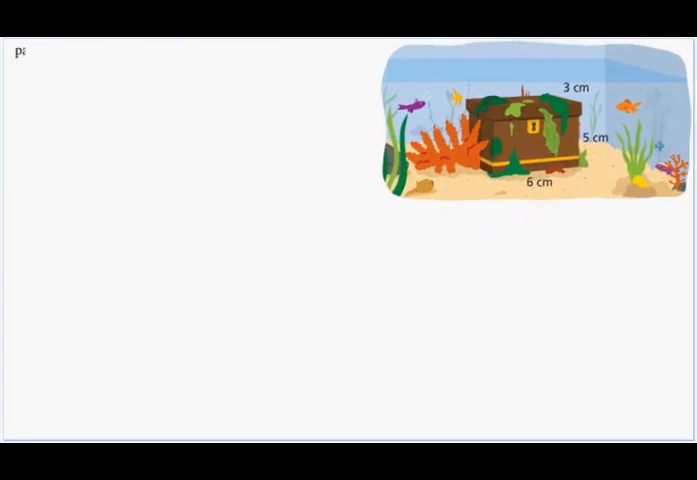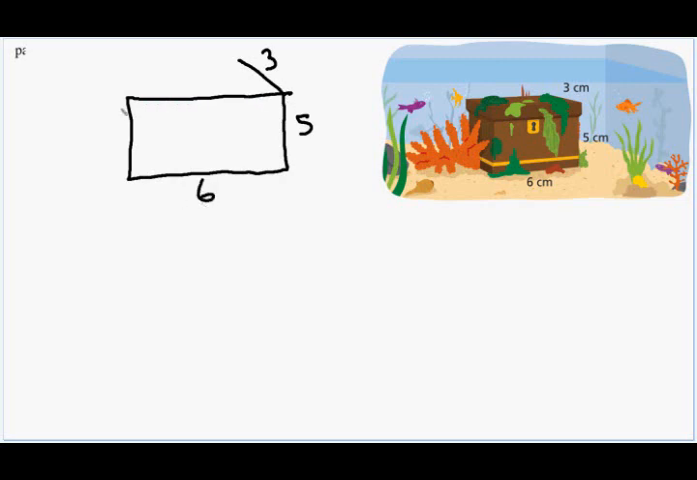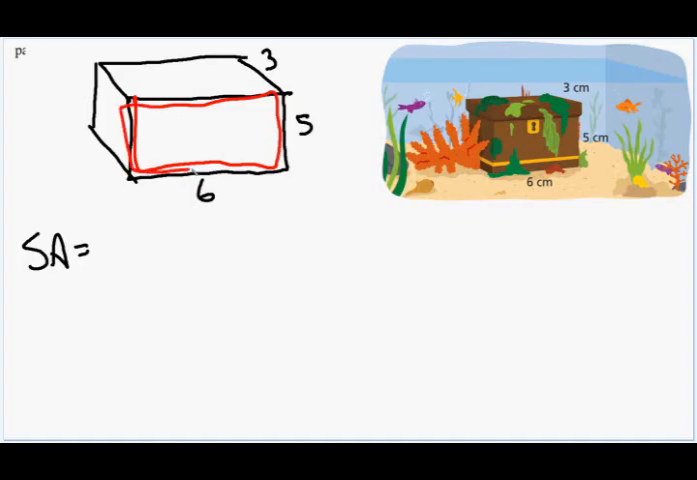So let me move this up here. I'm going to draw a little bit better picture. So this edge is 3, this edge is 5. We come across the front of the chest. That's 6. And there we go. So first, we got to figure out the surface area of the chest. SA equals. I always like to start here in the front. So this front rectangle I'm hitting here in red, that's going to be 5 by 6, and we have 2 of those.